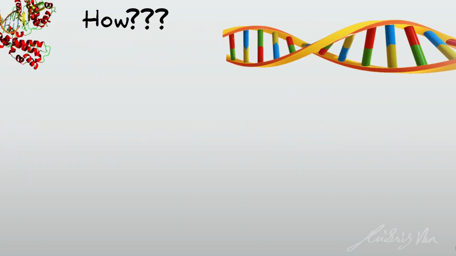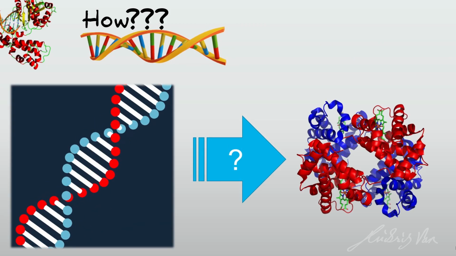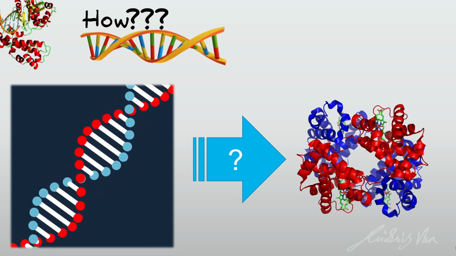In the previous chapter, we have mentioned that your DNA codes for protein. But how exactly does your DNA do it? We will answer this in this chapter.